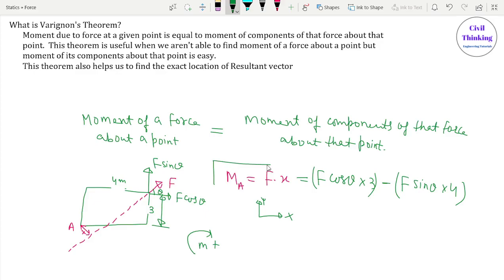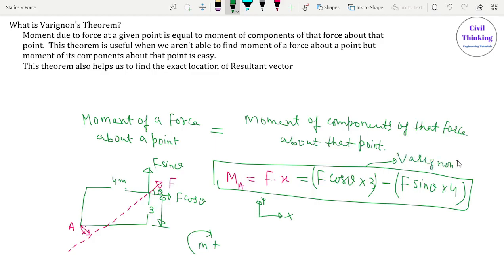Now this is Varignon's theorem. All of this is Varignon's theorem, right? Now I hope you get the concept of what it is saying. According to Varignon's theorem, the moment of a force about a point is equal to the moment of components of that force about that point, right? The point has to be the same point. It has to be the same point, then the moment of the force is equal to the moment of its components about the same point. That is Varignon's theorem.